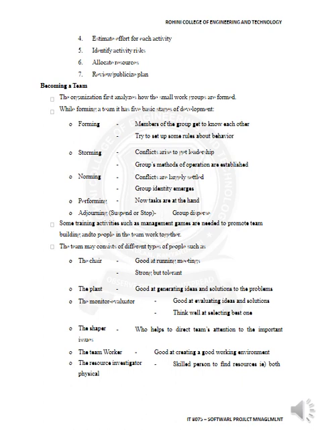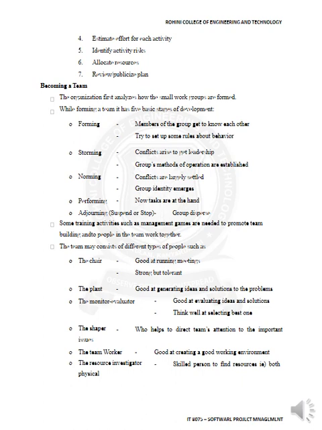So becoming a team. There are basic steps of development: forming, storming, norming, performing, and adjourning. Forming is when the members of the group get to know each other and try to set up some rules about behavior. Storming: conflicts arise to get leadership, and the group's methods of operation are established. Norming: conflicts are largely settled, and group identity emerges. Performing: now the tasks are at hand. Adjourning: suspend, the group disperses.